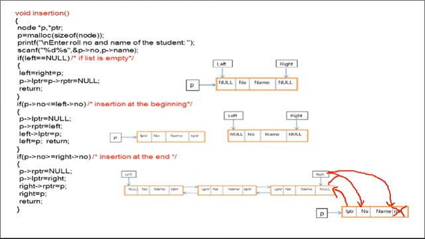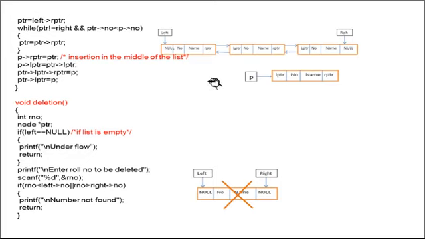So for example, see, this is the node with roll number 10, and this is 20, and this is 30. Suppose you want to insert the node 25. So 25 will come in between 20 and 30. So we are going to insert this node in between 20 and 30. Now we will see how it will be inserted.